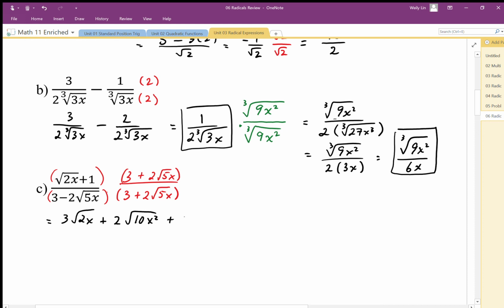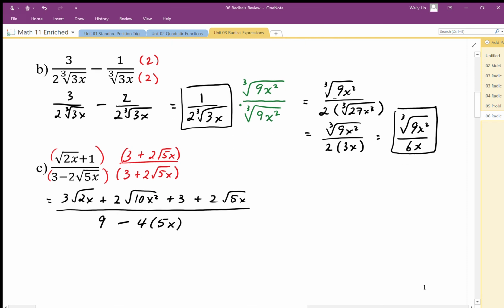Inside is 1 times 3. Last is going to be 1 times 2 root 5x. Okay, all over, and we're going to end up with 3 squared minus 4 times square root 5x squared, which is just 5x. So I've rationalized my denominator, and I really should see if there are any like terms.